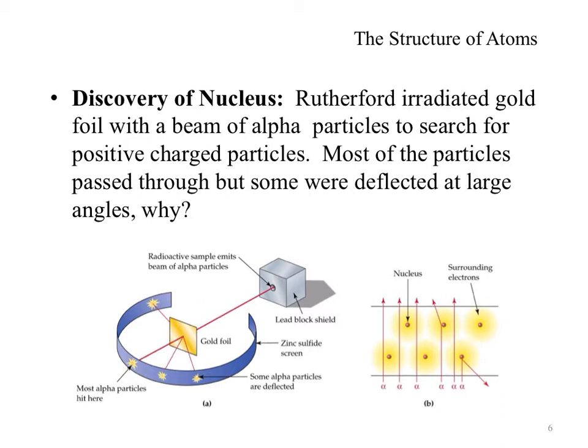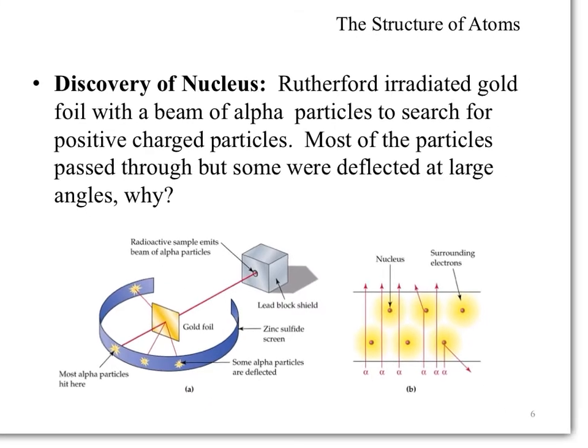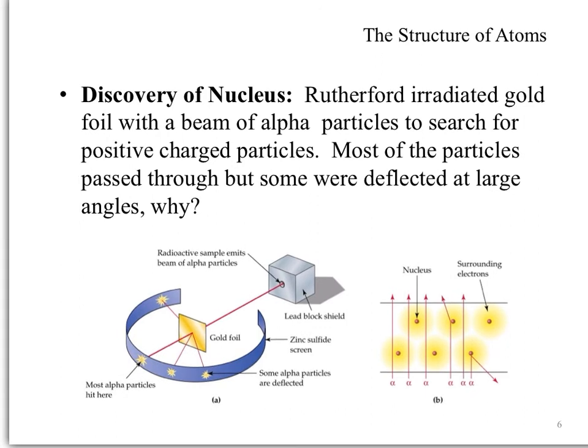What J.J. Thomson did was the following. He basically took a gold foil, so right here you're seeing a gold foil, and he irradiated that gold foil using alpha particles which were kept in a lead block.